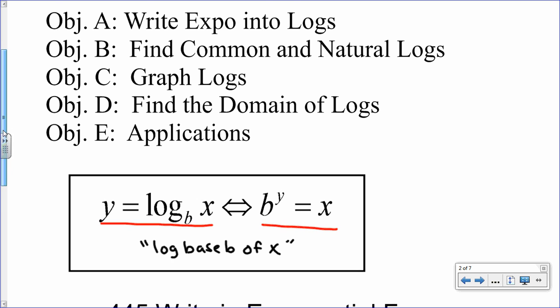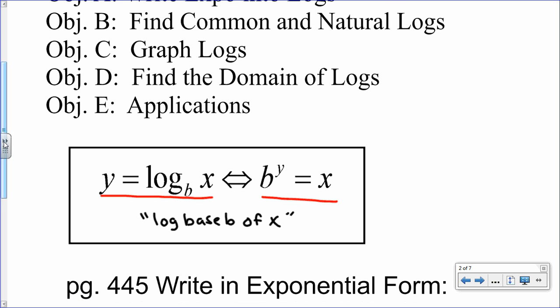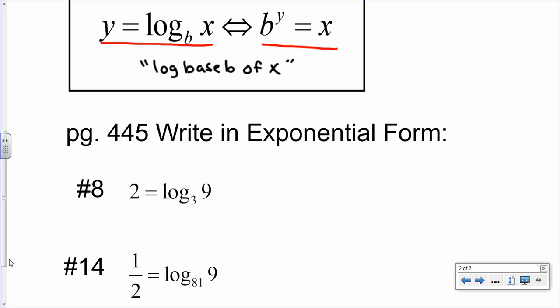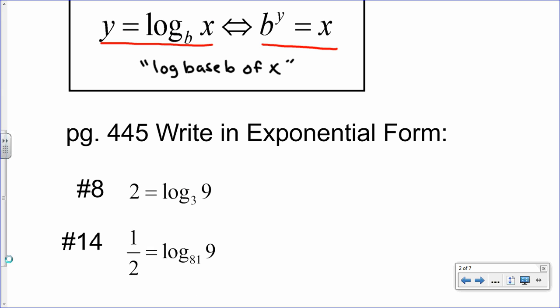That's what we want to start off doing. If I'm going to switch from log form to exponential form, things to note are that the base of your log is the same base as in exponential form. Okay, the bases are the same. The answer to a log is the exponent in exponential form. So we're going to write these in exponential form. We're not solving or evaluating. The answer's already there. All we're doing is rewriting.